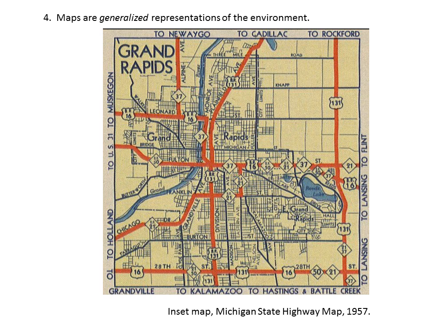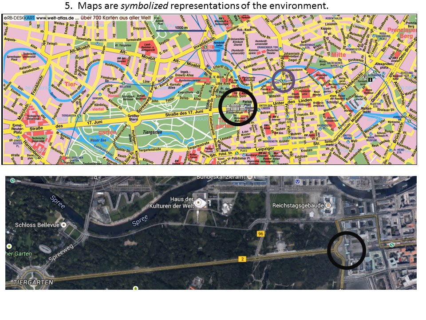The generalization of maps is very important, and here's a good example where state and U.S. highways have been generalized with a very thick red line. This makes that line out of proportion to the scale of the highway in terms of how it would appear on the Earth's surface. But the point of this map isn't to show the size of the route, it's to show its location so someone can use it to get across town. This inset map is from the 1950s from a Michigan State highway map, and it's a good example of generalization at work.